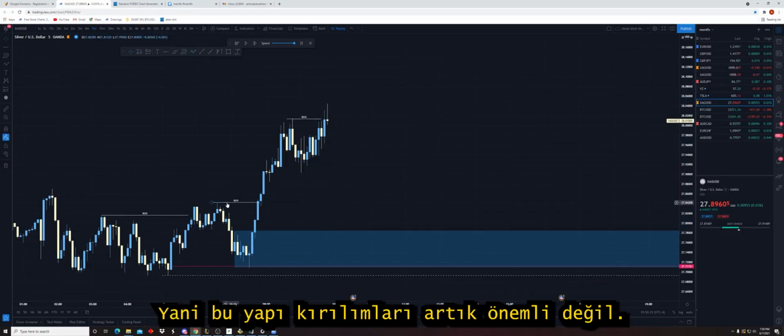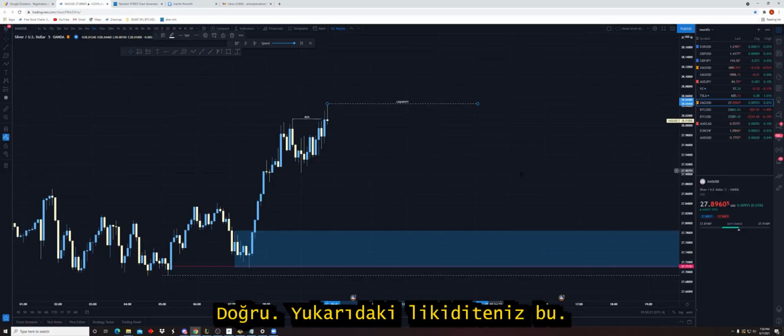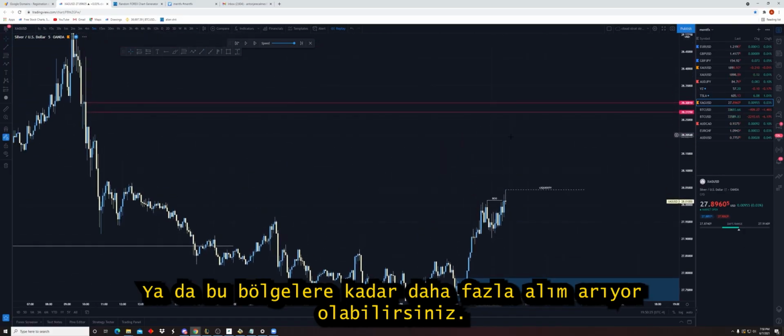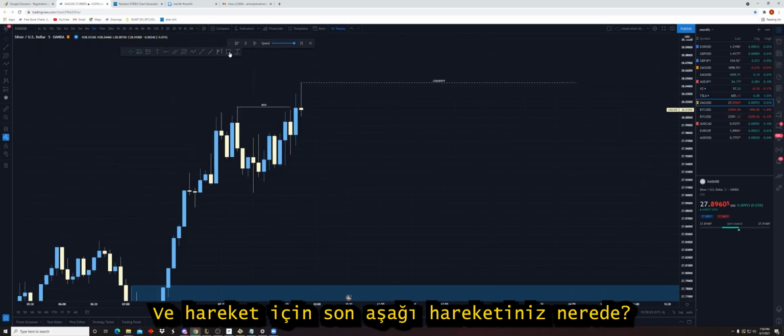So these breaks of structure don't matter anymore. And now, what matters to us? This BOS, this liquidity, or whatever high is created, right? That's your liquidity up. Or you could be looking for more buys to take all the way up into these zones, right?